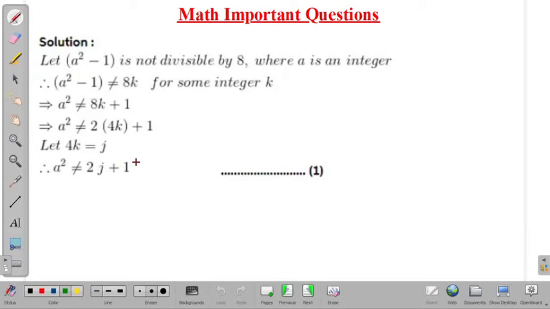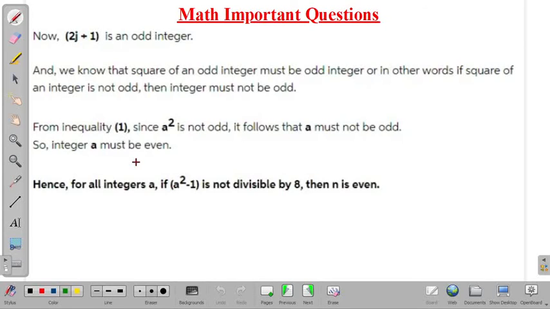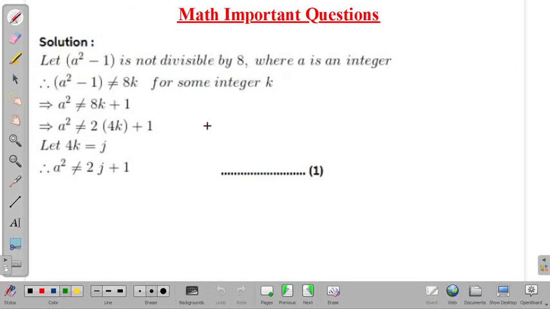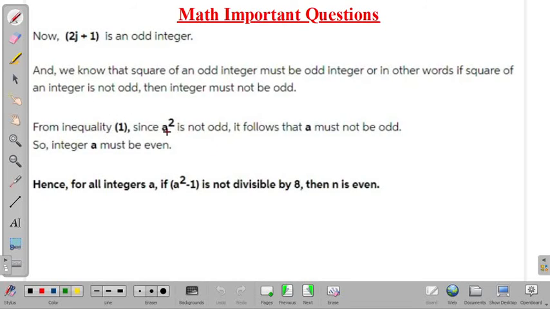Now a square is not an odd number. And we know that the square of an odd integer must be an odd integer, or in other words, if the square of an integer is not odd, then the integer must not be odd. Now as you can see, a square is not equal to 2j plus 1, so it is not odd. We can say a square is not odd.